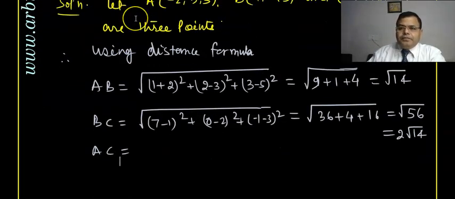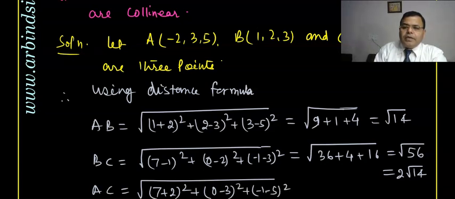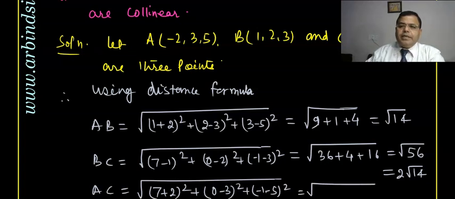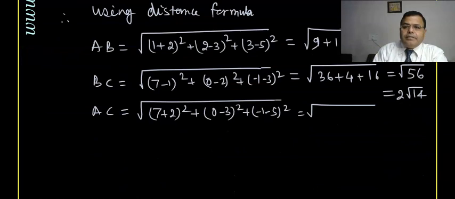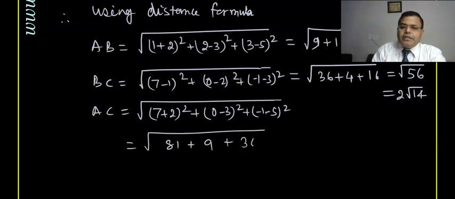AC, we can calculate by the distance formula as 7 minus minus 2, that is 7 plus 2 whole square, plus 0 minus 3 whole square, plus minus 1 minus 5 whole square. Here I can write 7 plus 2, 9 whole square is 81, plus minus 3 whole square is 9, plus minus 1 minus 5, minus 6 whole square is 36. So 81 plus 9 is 90, plus 36 is under root 126, that is 3 root 14.